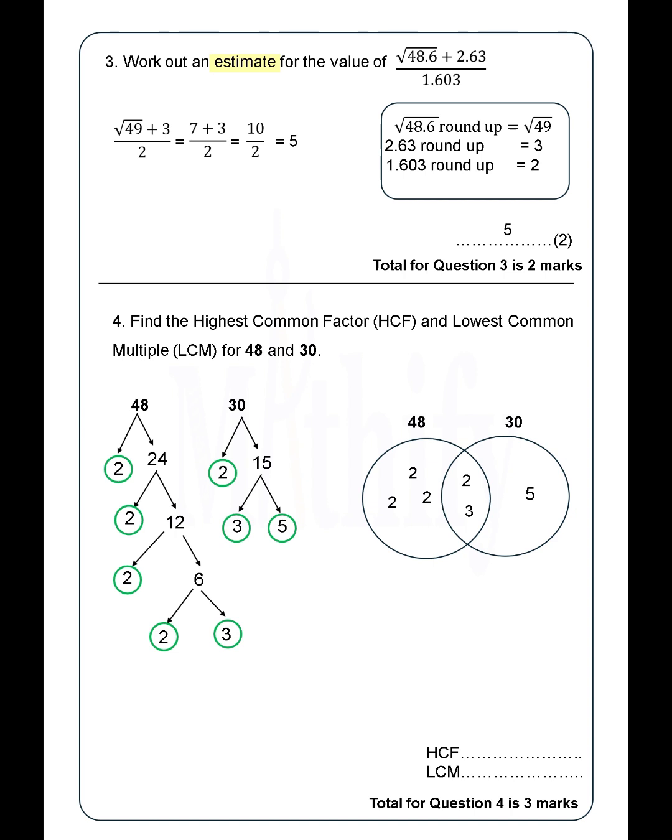Now, the middle section between the 48 and 30, in other words, the intersection, represents the highest common factor. So highest common factor is equal to 2 times 3, which is equal to 6. To work out lowest common multiple, you multiply anything inside the circles. So 2 times 3 times 2 times 2 times 2 times 5 is equal to 240. Therefore, the highest common factor is 6, and the lowest common multiple is equal to 240.